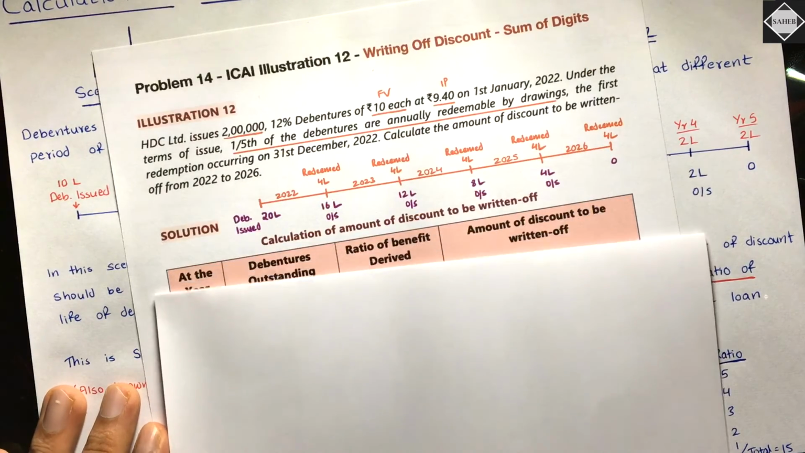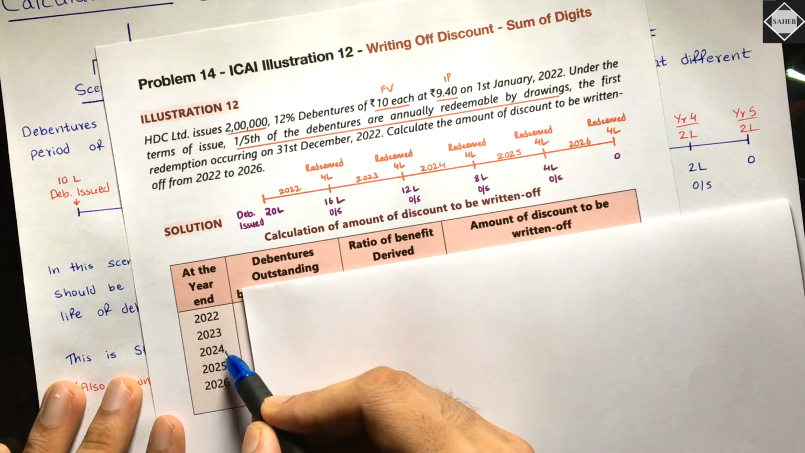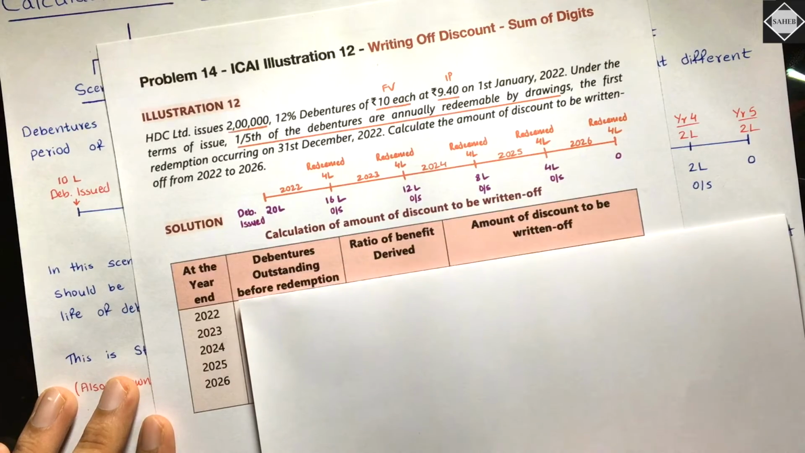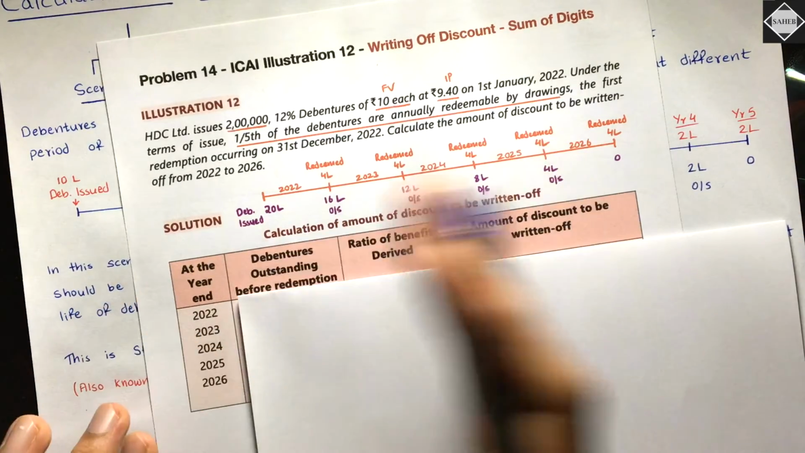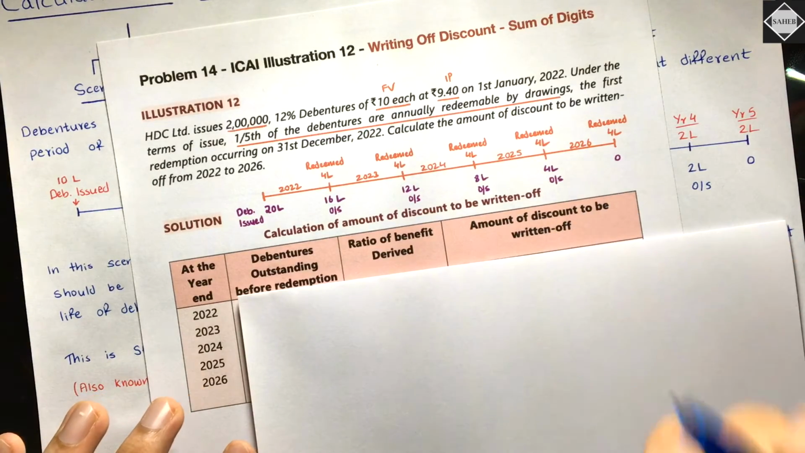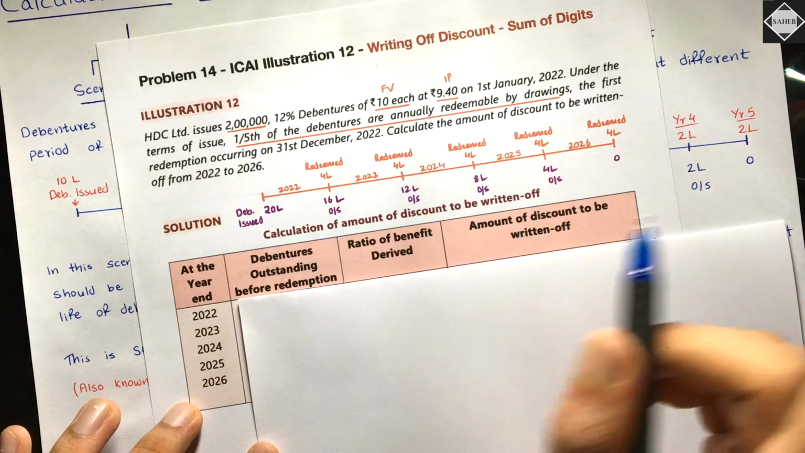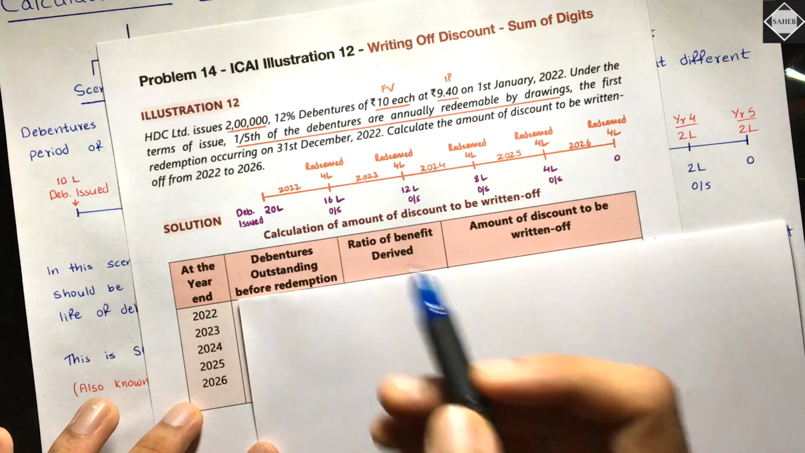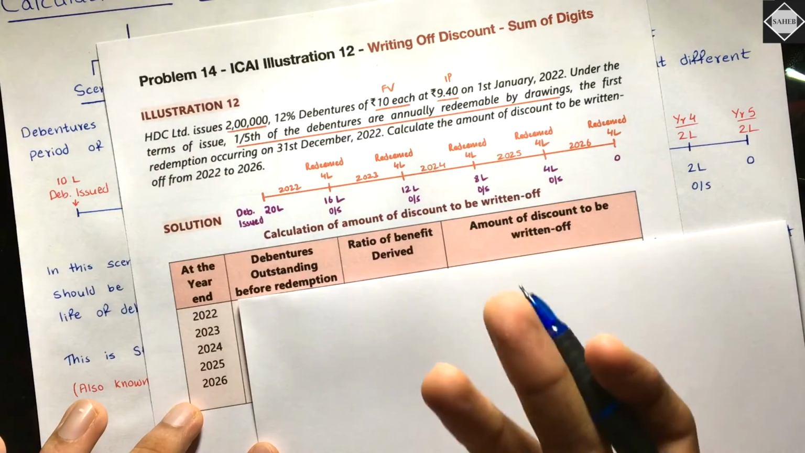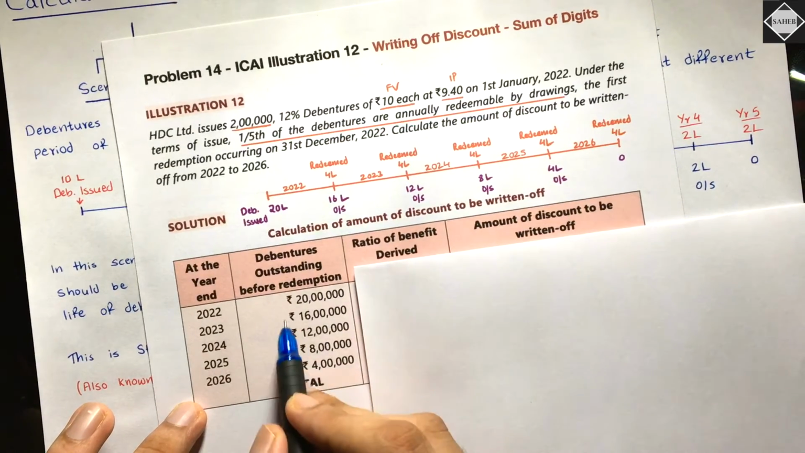The same presentation, same thing. Okay, see here, let's just see the solution now. At the year end, what will you write? 2022, 23, 24, 25, 26, right? 5 years they said. Simple. All right. Now you have to take debentures outstanding before redemption. Understand, this is very important. Before redemption, don't take it like this. Some people take it like this: they say 16 lakh, 12 lakh, 8 lakh, 4 lakh, 0. No, this is not how you have to do it. You have to take before redemption. See, before the redemption, when redemption happened here, 4 lakh. Before the redemption, how much was outstanding in the first year? 20 lakh was outstanding, isn't it? See, 20 lakh was outstanding.